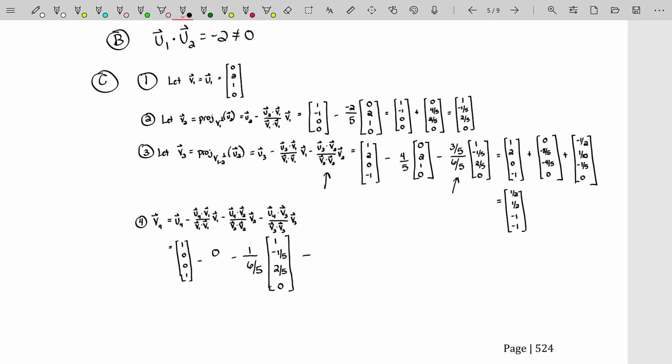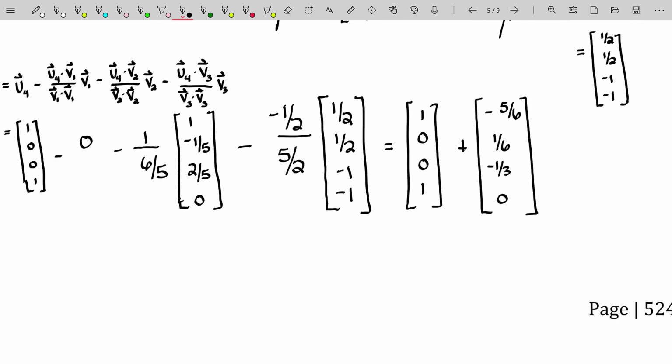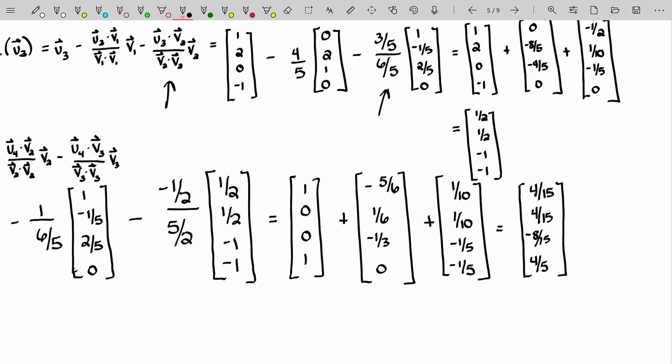Finally, u4 dotted with v3. Well, that's going to be 1/2 plus 0 plus 0 minus 1. And we're going to write that over v3 dotted with itself. That's 1/4 plus 1/4 plus 1 plus 1, which is 5/2, and then we're going to multiply that by v sub 3. Now, barring any arithmetic mistakes, we'll go ahead and go forward on this one. And you get down to this point right here.